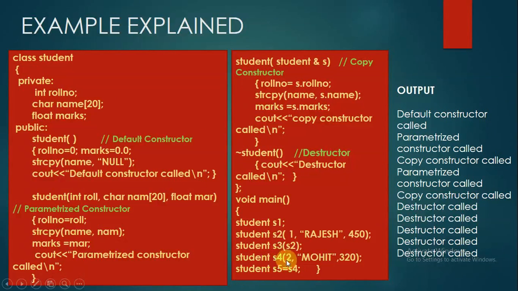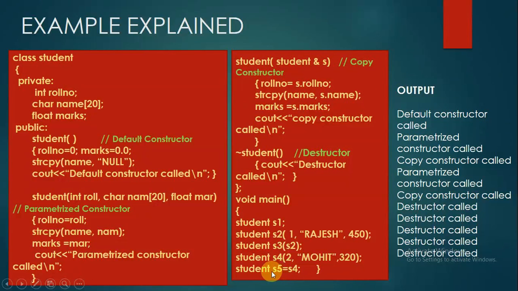Now again I am creating one more object S4, and again I am passing the values of data members as parameters. So this time again the parameterized constructor is called and these values will be assigned. The roll number is assigned the value 2, name is assigned the value Mohit, and marks will be assigned the value 320. So again this time the parameterized constructor call will be displayed. So you can see here in the output window parameterized constructor called is displayed.